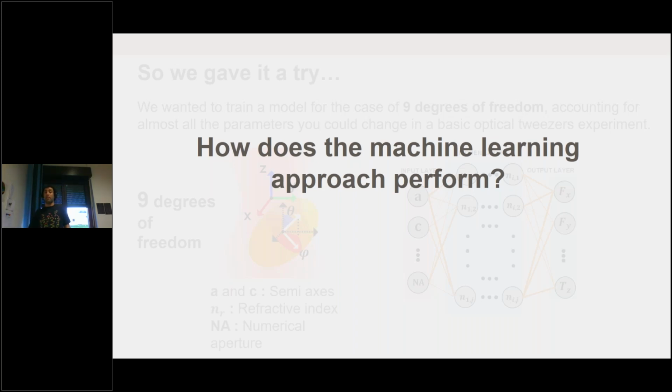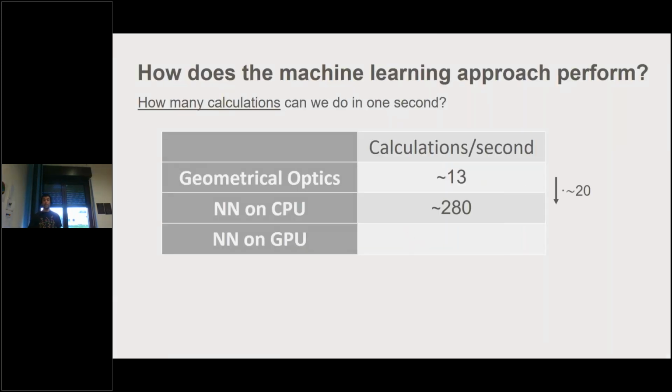No, we were complaining before that the traditional calculation, accounting for all the rays individually, was too slow. Well, let's see. Geometrical optics can do 13 calculations per second. Our neural network on a CPU can do 280 calculations per second. So we improve the speed by a factor of 20.